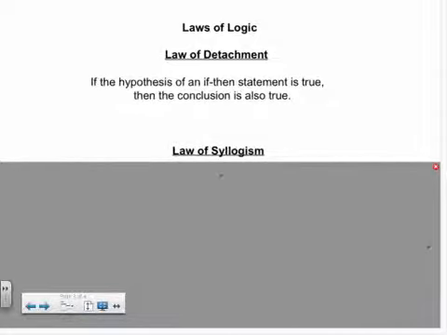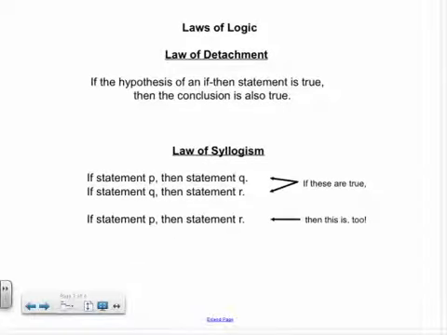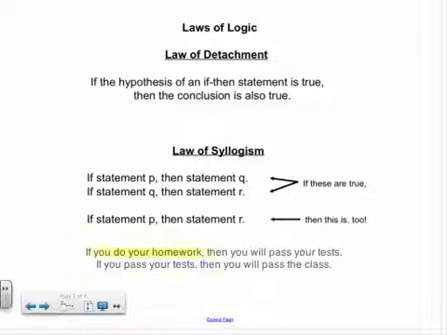The second law is the law of syllogism. The law of syllogism works like this. Let's say we have two if-then statements. If you do your homework, then you'll pass your tests.